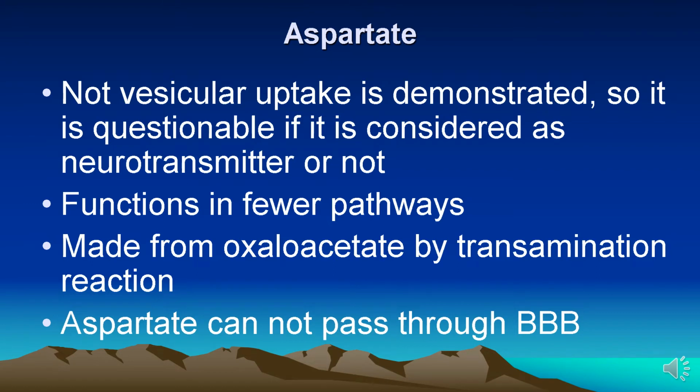For aspartate, there is a discussion about whether it is a neurotransmitter or not, since it is not vesicular; it is not packaged into vesicles. It functions in minor pathways, and as you saw, it is made from oxaloacetate by transamination, and also aspartate cannot pass the blood-brain barrier.